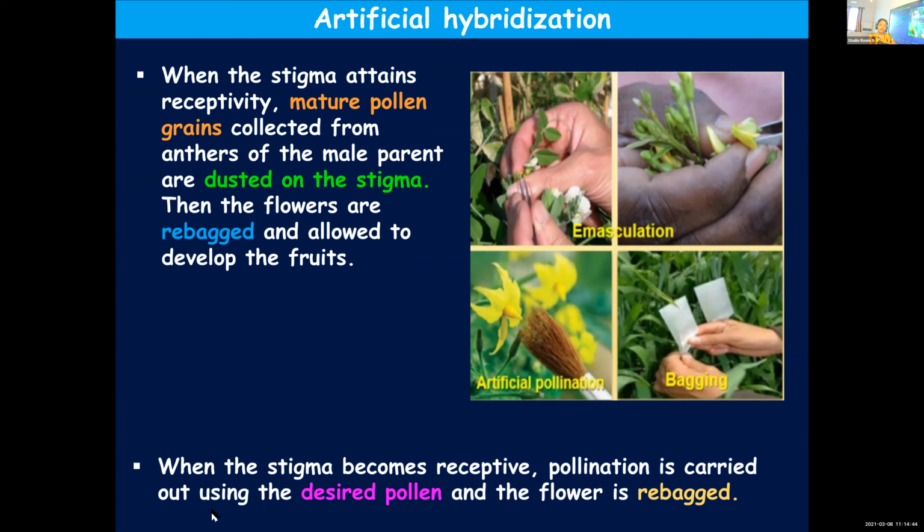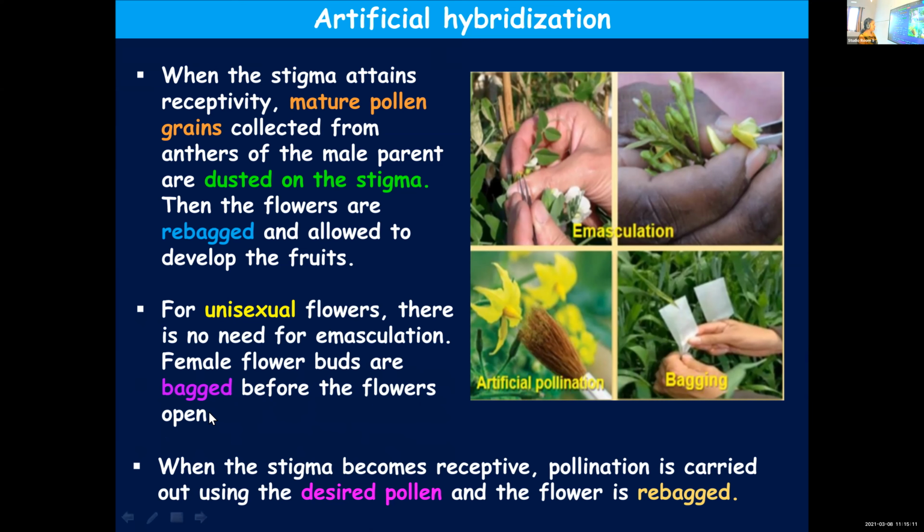And immediately after dusting the desired pollen grains, he will cover it with a bag again. Rebagging will be done and it will be allowed to form fruits, because once pollination has taken place, it can lead to fertilization, resulting in the formation of fruits and seeds. After rebagging, it will be kept as such for the formation of fruits.